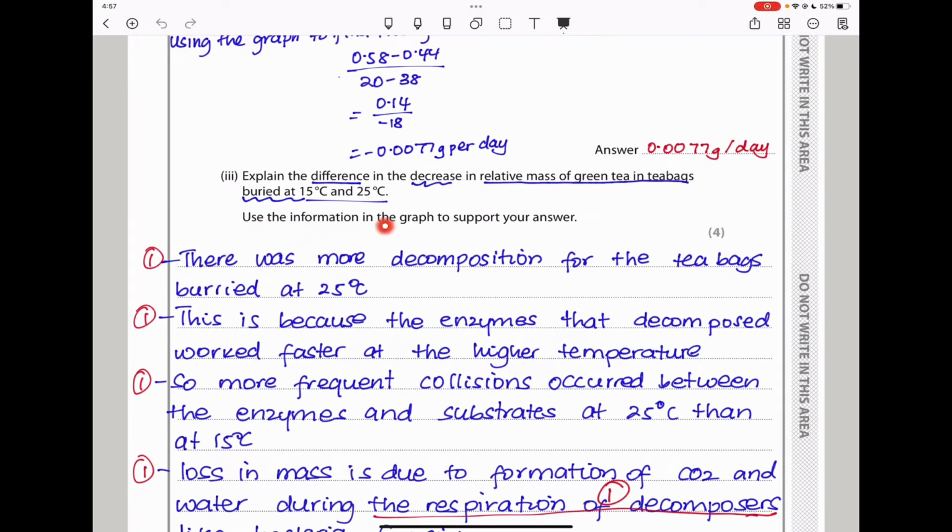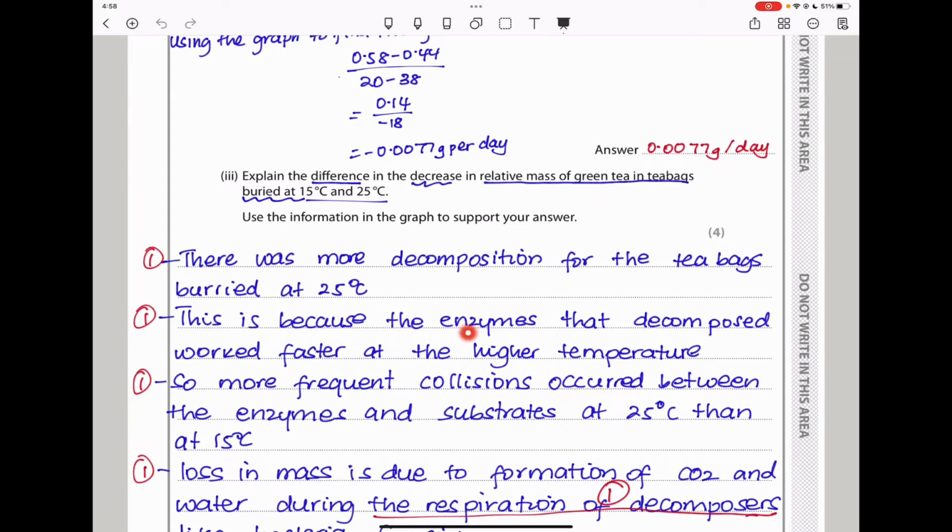They want us to use the information in the graph to support the answer. So I said there was more decomposition for the tea bags buried at 25 degrees than at 15. Remember, every time they tell you to explain the difference, start by writing down what the difference is and give a reason for that difference. The difference I see here is more decomposition at a higher temperature, which is 25 degrees. The reason for that is these enzyme-controlled reactions.